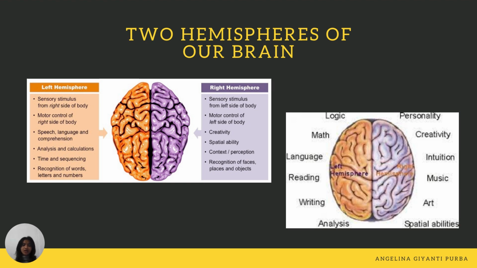Next, humans have two hemispheres of the brain, the right hemisphere and the left hemisphere. As you can see over here, I have attached the picture. The left hemisphere is responsible for processing language, math, logic, and things like that. Meanwhile, the right hemisphere is responsible for spatial abilities, face recognition, psychic imagery, or even music.